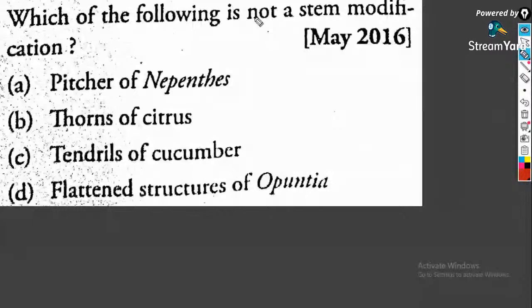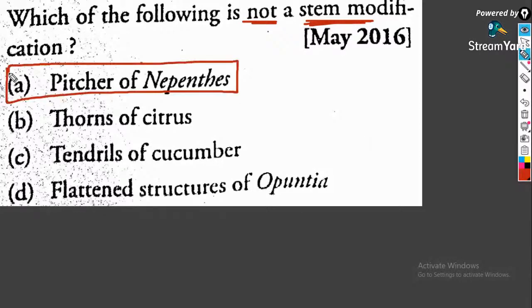Which one of the following is not a stem modification? Picture of Nepenthes, thorns of citrus, tendrils of cucumber, flattened structures of Opuntia. Not a stem modification. I need the answer for the question. Yes, let me tell the answer. The correct answer for the question is option A, pitcher of Nepenthes. Pitcher of Nepenthes is the correct answer for the question.